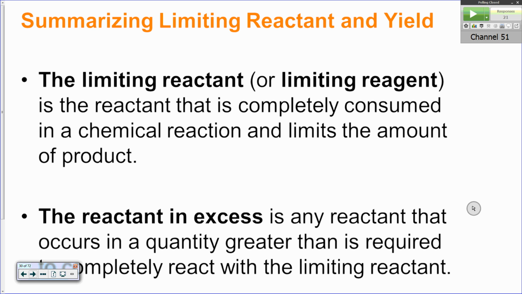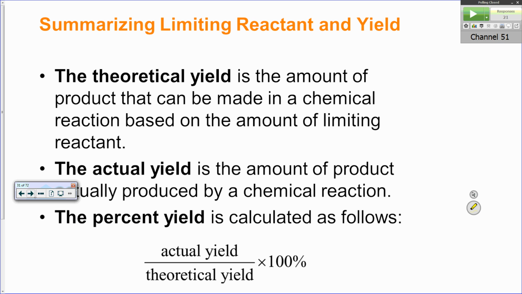Okay, so summarizing limiting reactants and yields. We have a limiting reactant. We also call it the limiting reagent. It's going to control the amount that we can produce in our systems. The substance that's in excess is called the reactant in excess or the reagent in excess, and there just needs to be more than is required by the limiting reactant. It doesn't matter if it's 0.1 times more or 5 times more, as long as it's in excess. All right, there's some extra of that particular compound.